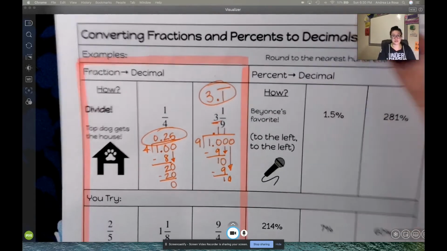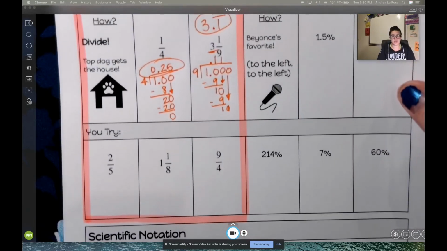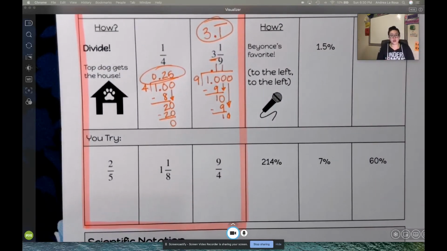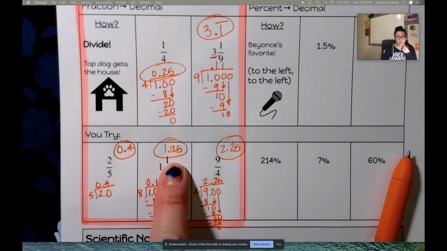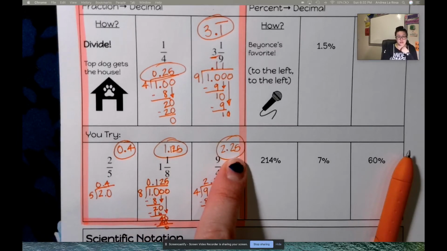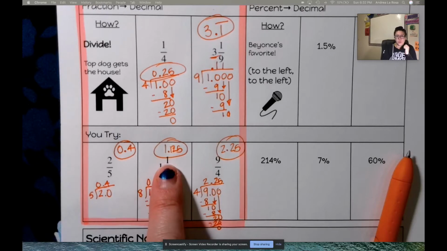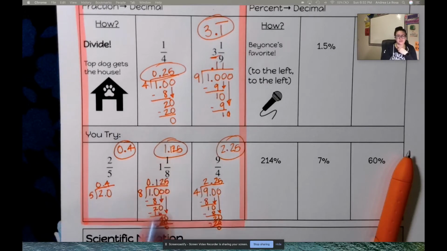We've got 3 examples down there. Go ahead, pause the video, try those 3 on your own, and we'll see how you do. Once you've gotten your answer, type an X in the chat so we know you're ready to share. Hopefully for these answers, you got 0.4, 1.25, and 2.25. Sorry, that was 1.125. It's kind of ugly written in there.